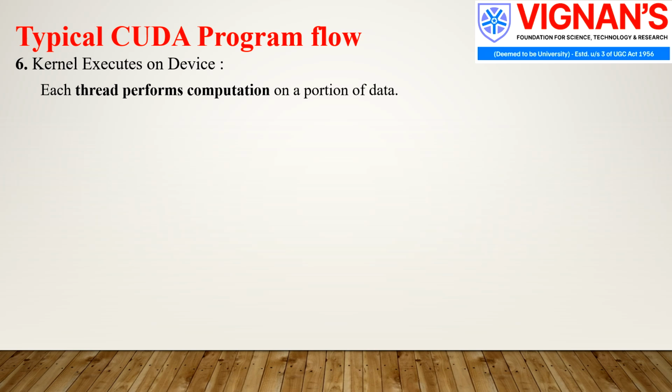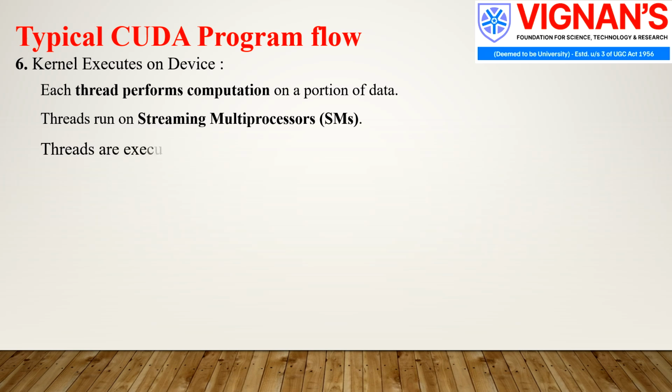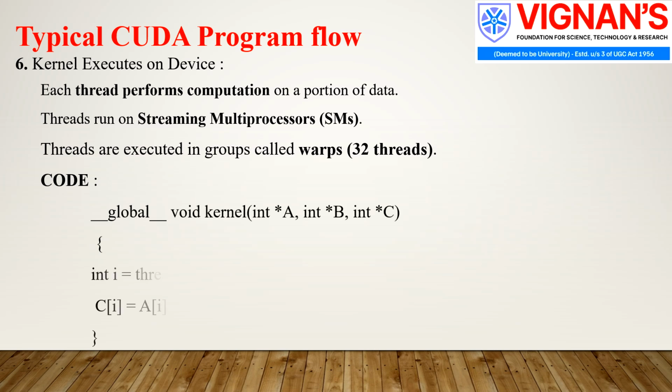These threads do not run randomly. They execute on hardware units called streaming multiprocessors, also known as SMs. Inside each SM, threads are grouped into units called warps. A warp consists of exactly 32 threads. All threads in a warp execute the same instruction at the same time, but on different data values.